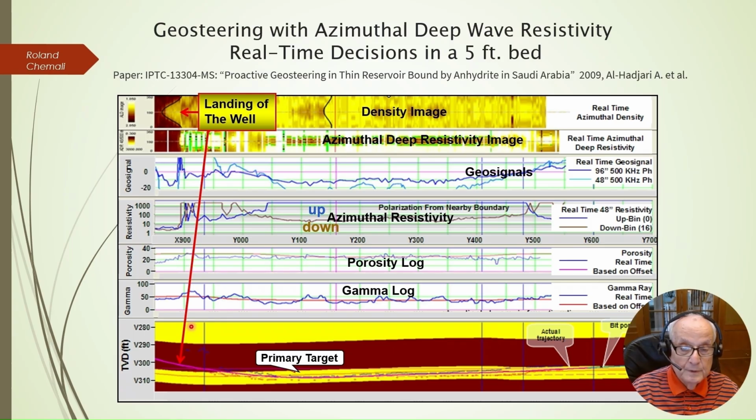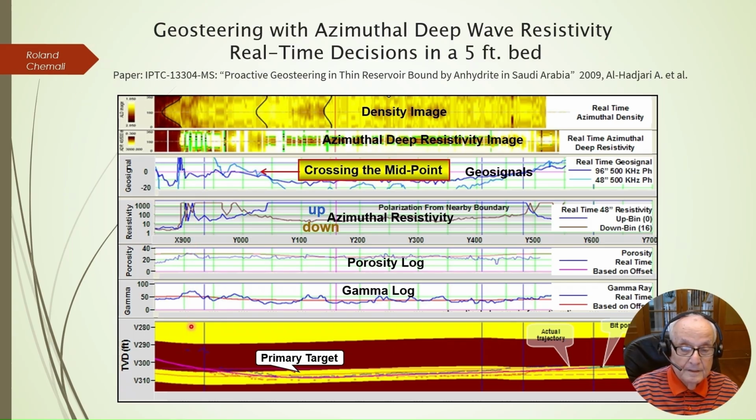And as we landed the well, the geosignal started out pointing up, saying there is a conductivity above you, which is correct. Then, very soon, we noticed that the geosignal went to zero, which told us that the geosignal from above and the geosignal from below were equal. We were in the mid bed, in the midpoint of the bed. We didn't expect to find it so soon.